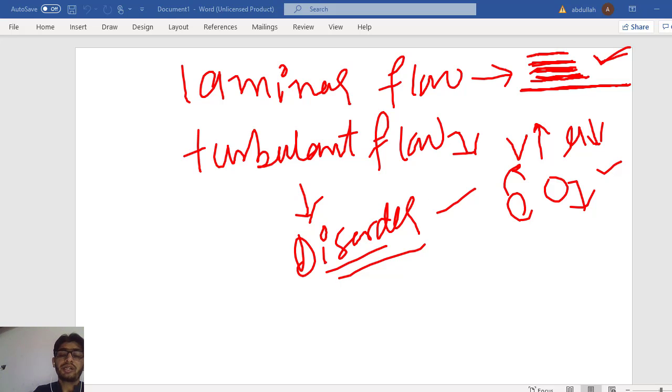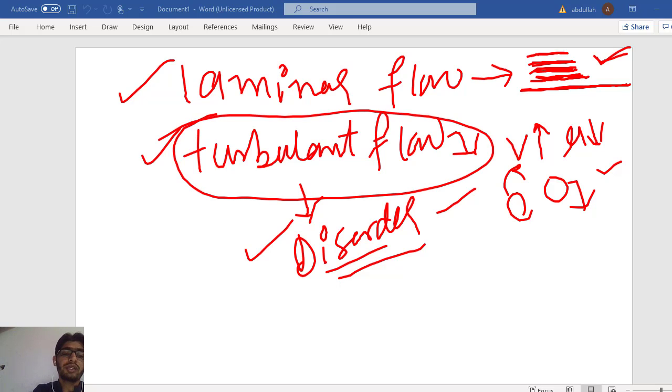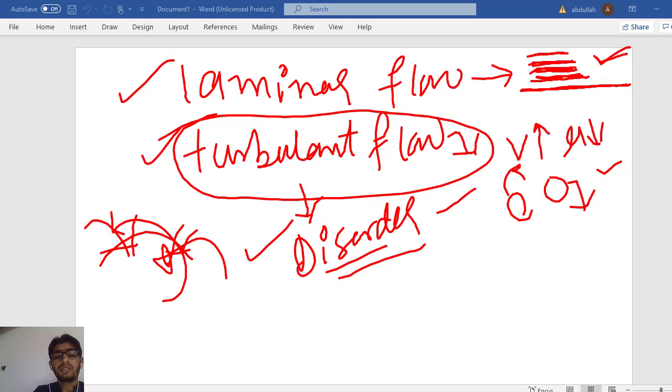And the heat transfer and mass transfer in turbulent flow is very high as compared to laminar flow, because in turbulent flow there is mixing of one layer with the other layer. So there is intermixing of layers, and so the heat and mass transfer is very high in the case of turbulent flow as compared to laminar flow. So this is all about laminar and turbulent flow and Reynolds number.